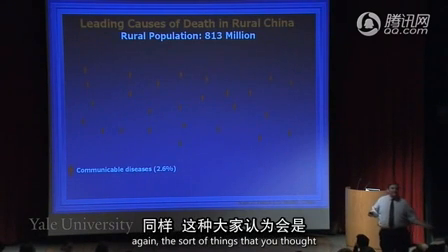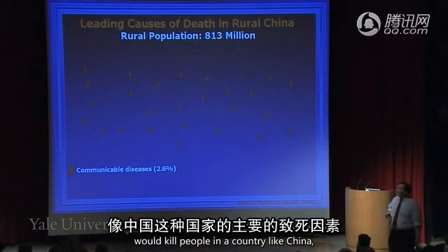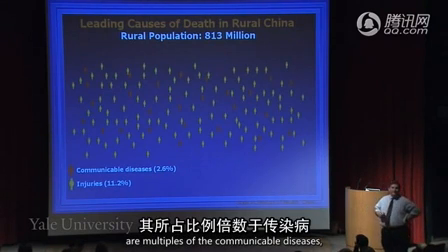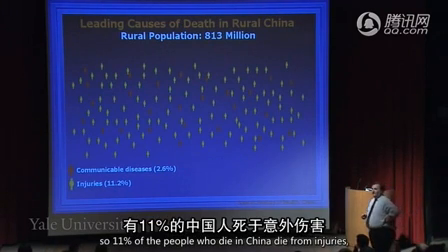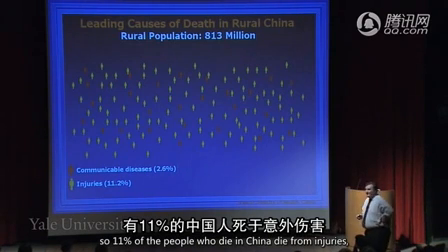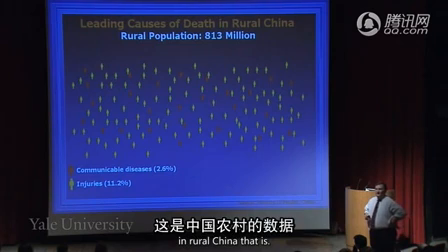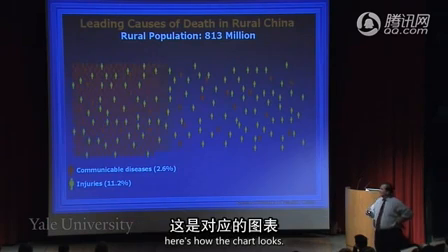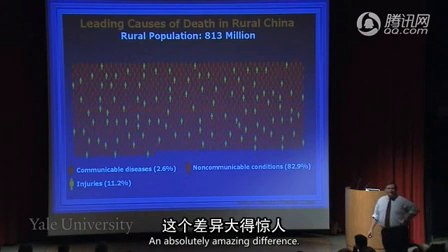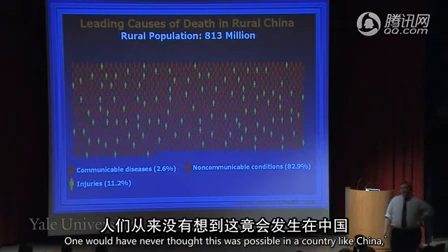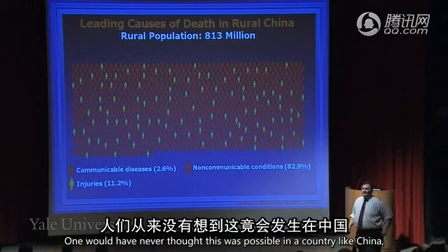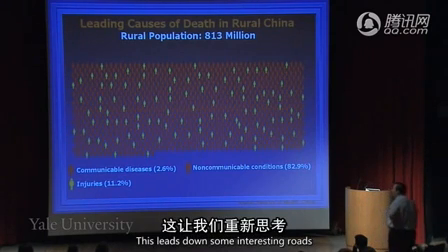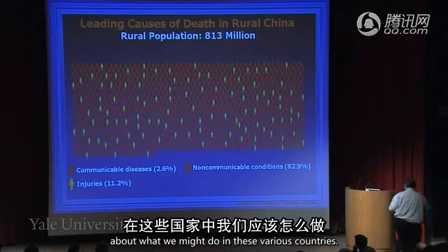Again, the sort of things that you thought would kill people in a country like China, only 2.6% of the deaths. Next are injuries, which are multiples of the communicable diseases. So 11% of the people who die in China die from injuries, in rural China that is. But if you look at the non-communicable diseases, the chronic diseases produced by lifestyle, here's how the chart looks. I mean, an absolutely amazing difference. And one would have never thought this was possible in a country like China, but it certainly is. So this leads down some interesting roads about what we might do in these various countries.